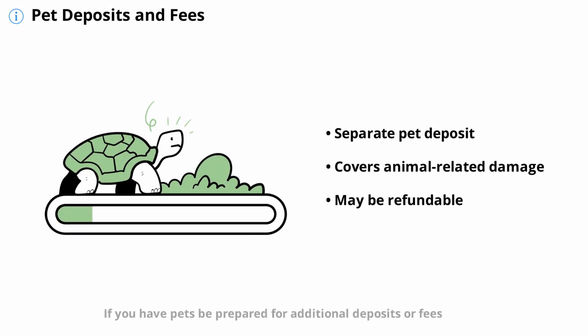If you have pets, be prepared for additional deposits or fees. Many landlords require a separate pet deposit to cover potential damage caused by animals. This amount is usually added to the standard security deposit and may be partially or fully refundable depending on the lease agreement and the condition of the property after you move out.